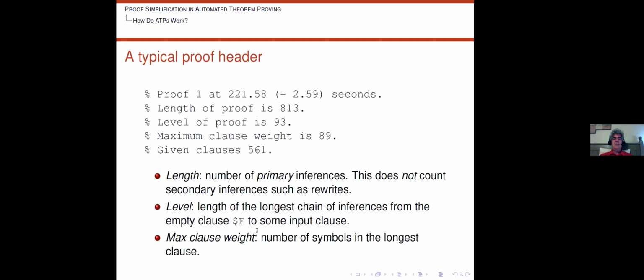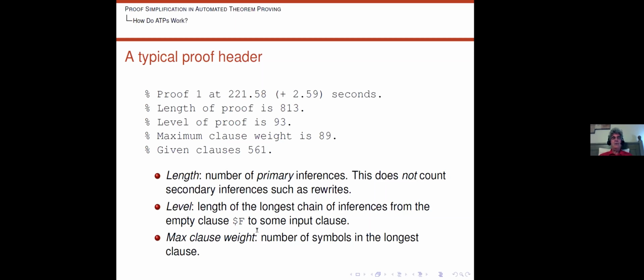Okay, so here, just to give you an example, is a typical proof header from a Prover9 proof. If you're going to ask me what this was proving, I don't remember. I've forgotten. Based on the length of the proof, this was probably a proof in quasigroup theory. By the way, I should mention that by the standards of quasigroup theory, this is a typical proof length, 800 clauses. In fact, it's almost considered short by quasigroup standards.